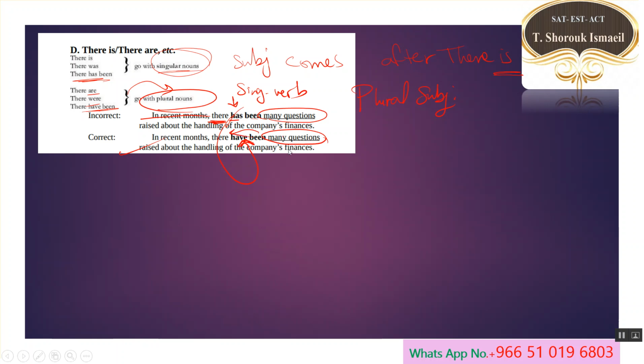This is correct. Okay, so when it comes to "there is" or "there are", search for your subject right after the verb. Think about it. If it's singular, your verb has to be singular. But if it's plural, your verb has to be plural. Very nice. Let's continue.